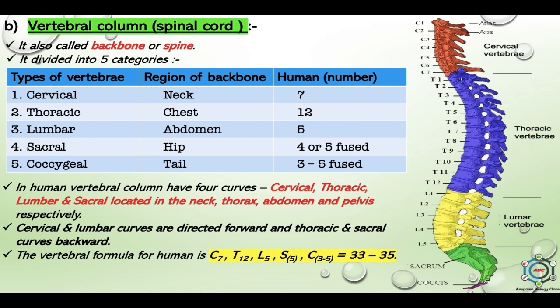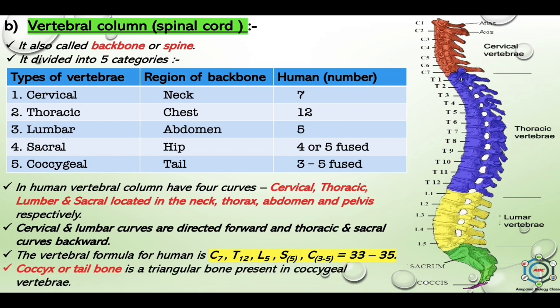Here C, T, L, S and C represent cervical, thoracic, lumbar, sacral and coccygeal respectively. Coccyx or tailbone is a triangular bone present in the coccygeal vertebrae.